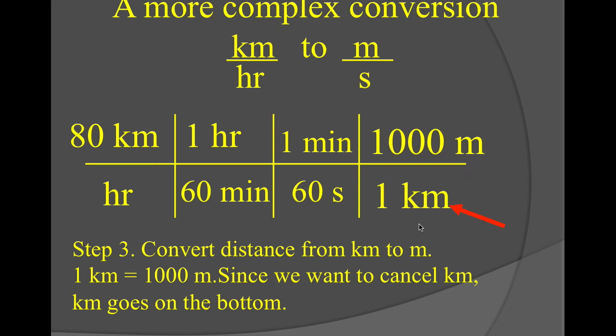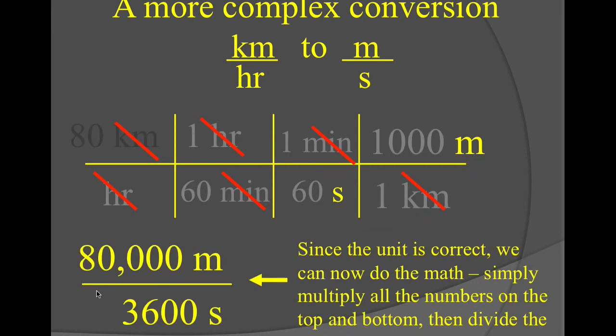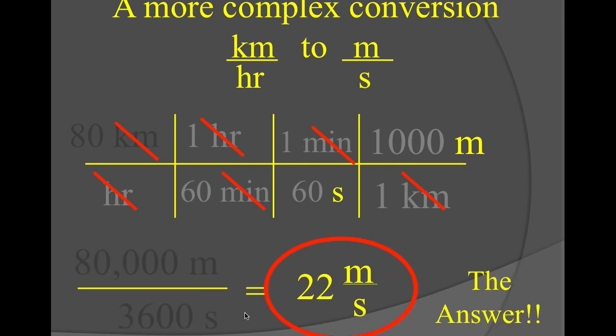So we go ahead and put that there, and we put the kilometers at the bottom so that way they can cancel out. So now we cross everything out, cancel, cancel, cancel, and the only things left is the meters per second. So your total is 80,000 meters divided by 3,600 seconds. And now all you have to do is the math. So your total is 22 meters over seconds.